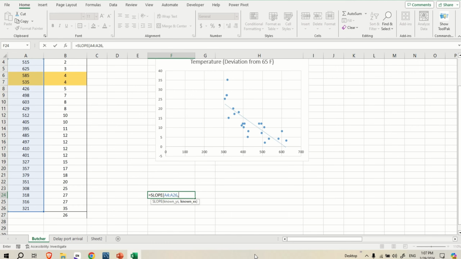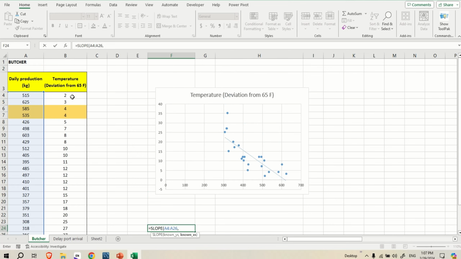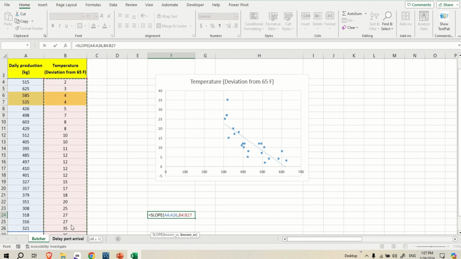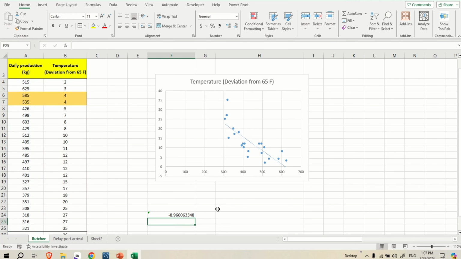Then the comma, you see known x's. So known x's are these ones, right? Then close the bracket, and then we have gotten our slope. So this is going to be our slope, so we'll label it slope.